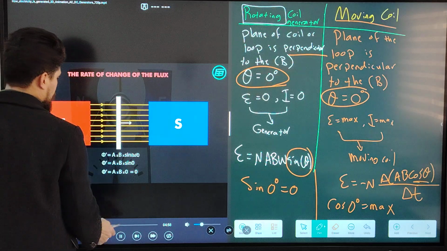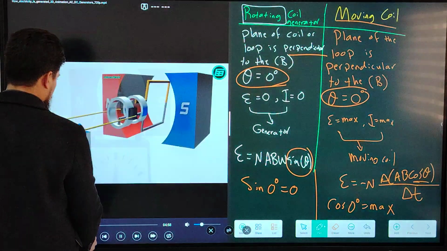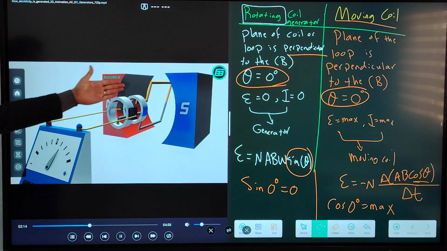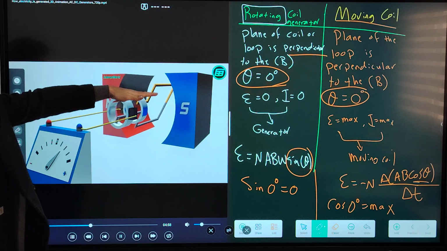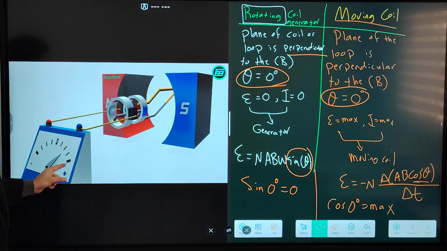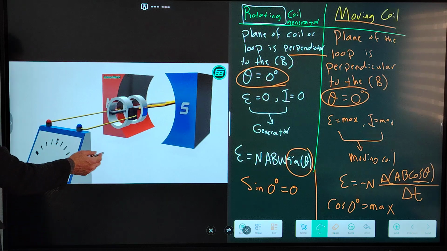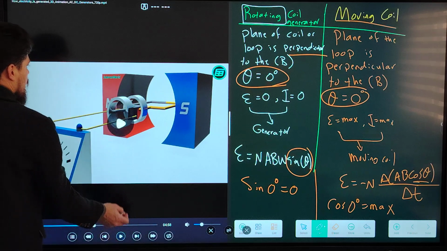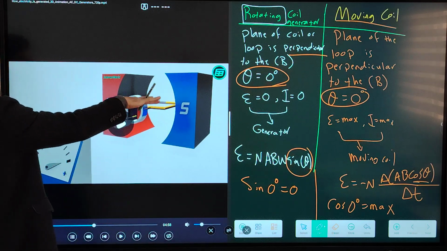Let's continue watching the video. Flow and an electric current. As the plane becomes parallel to the magnetic field, EMF becomes maximum, and so the current reaches a maximum too. In this case, now the plane of the loop is parallel.